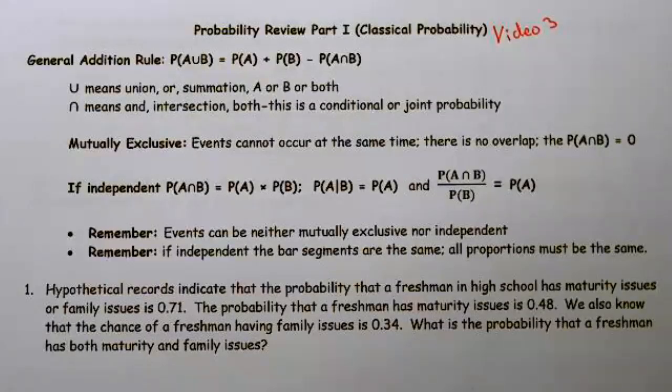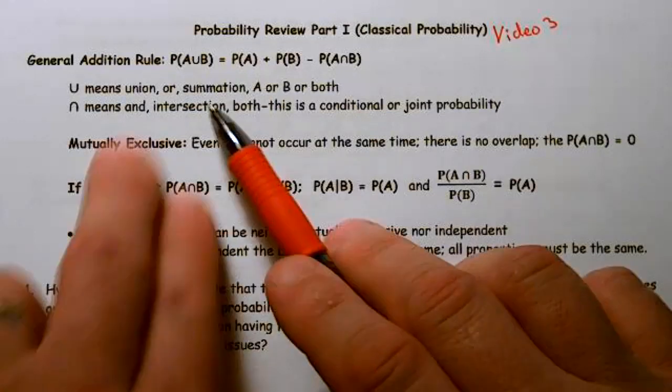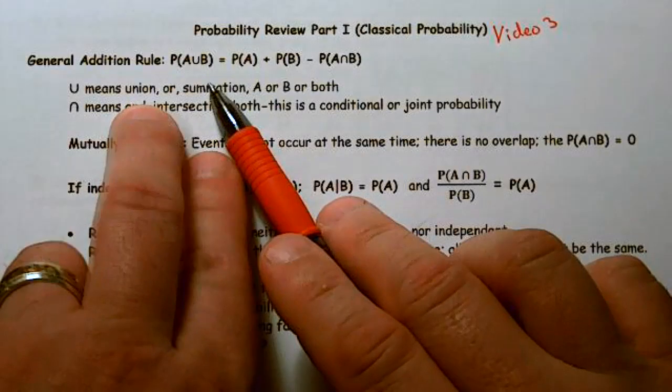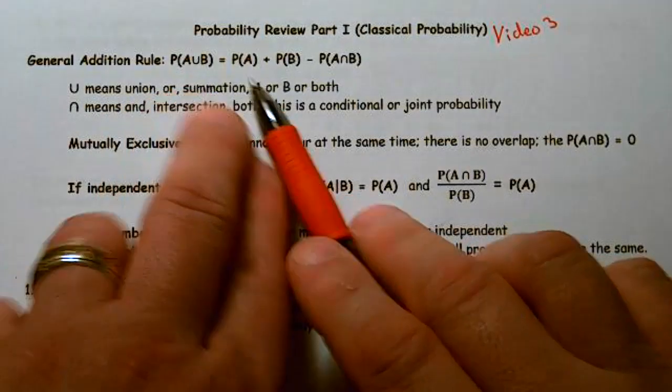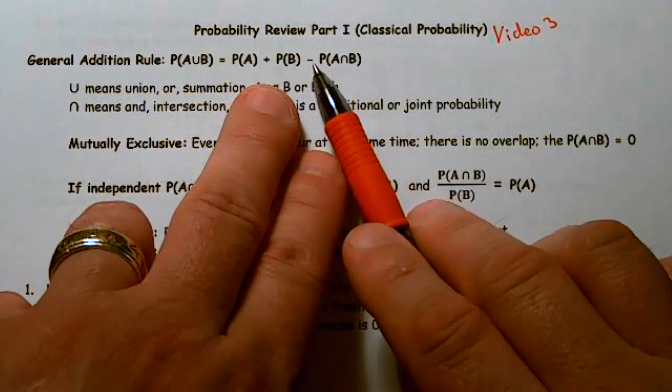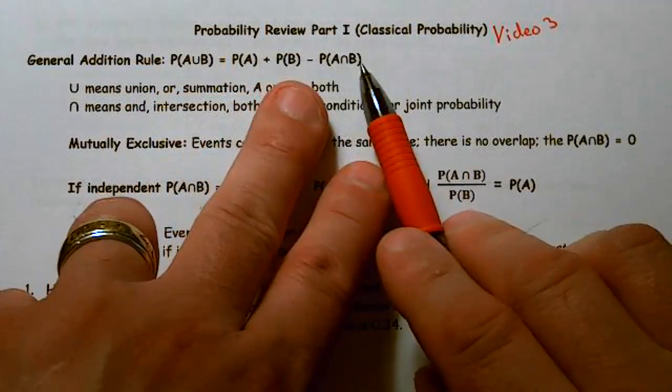Okay, this is probability review part 1, and this will be classic probability, and this will be video number 3. So the first thing I need you to remember is the general addition rule, which is the probability of A union B equals the probability of A plus the probability of B minus the intersection.